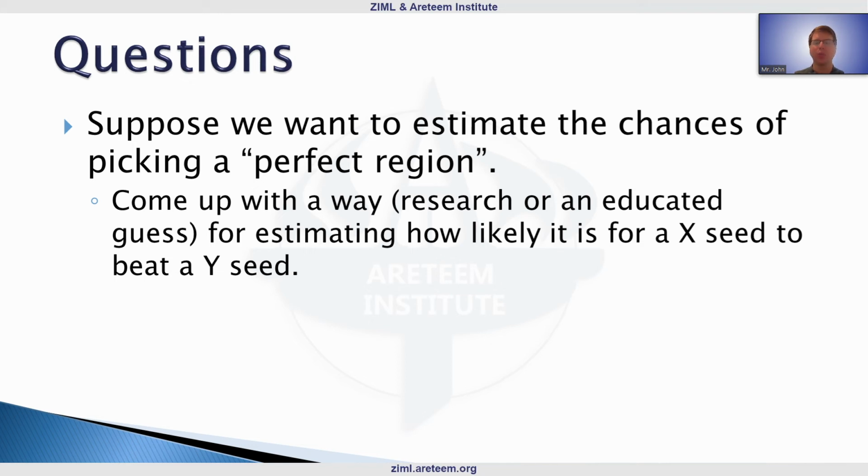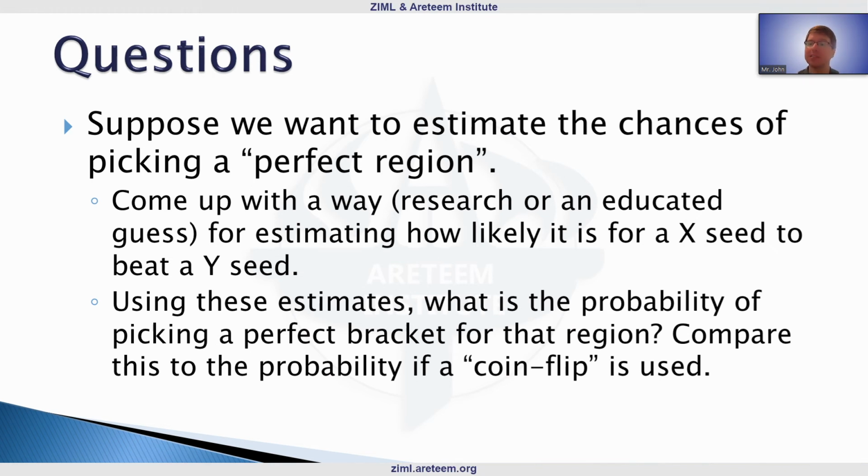So try to do some research or an educated guess based on what I've told you already for estimating how likely it is for an X seed to beat a Y seed. I already told you that pretty much a 1 seed always beats a 16 seed. That's not, of course, fully true, but for practical or estimation purposes, we could maybe assume that. And then use those estimates to try to come up with the probability of picking a perfect bracket for one of these single regions. Not the full 64 teams, but as a challenge, you could look at that.